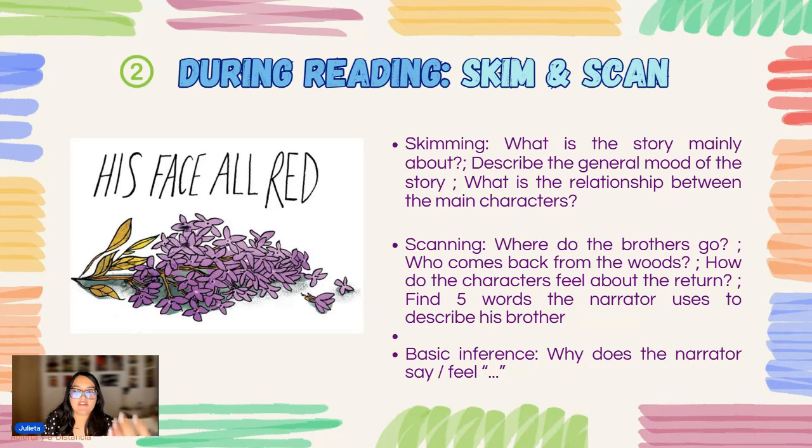So, describe the mood of it. What is the relationship between A and B? What is the story mainly about? Then, for the scanning, I want them to be able to extract some more specific details. So, where do they go, who comes back, how do they feel about this? Find five words that are used for ABC, and then some basic inference questions that can be done during the reading of the text. Why does the narrator say that? Why does he feel that way?